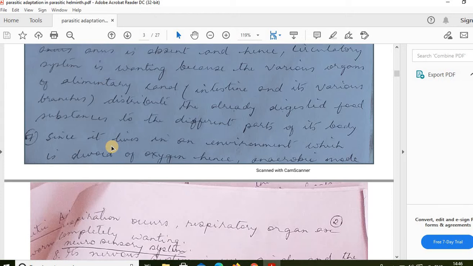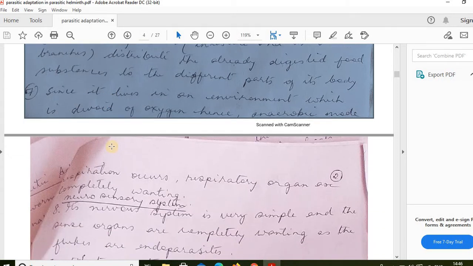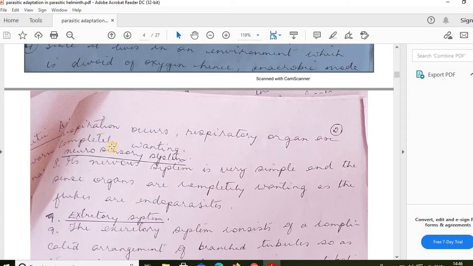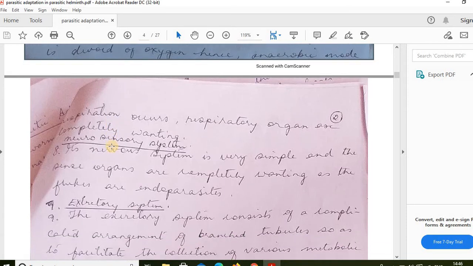Since it lives in an environment inside the body, which is devoid of oxygen, respiration is anaerobic, that is, without oxygen. So they do not have a respiratory organ. They respire anaerobically, that is, glycogen is metabolized to carbon dioxide and fatty acids, releasing energy in the form of heat.